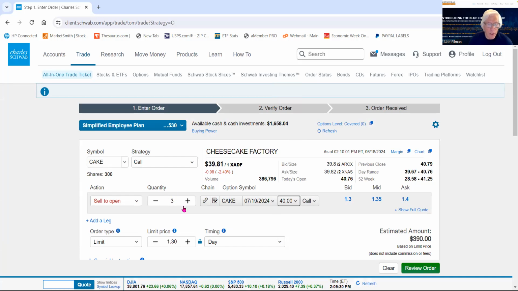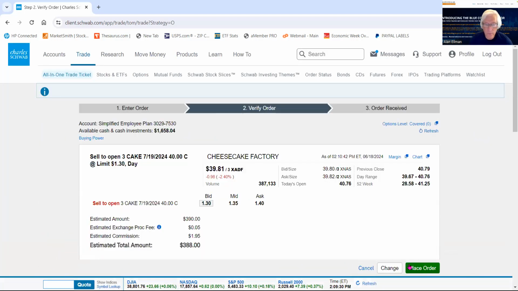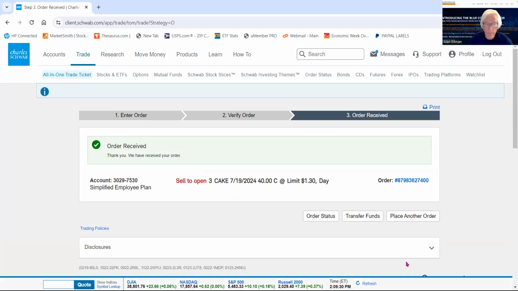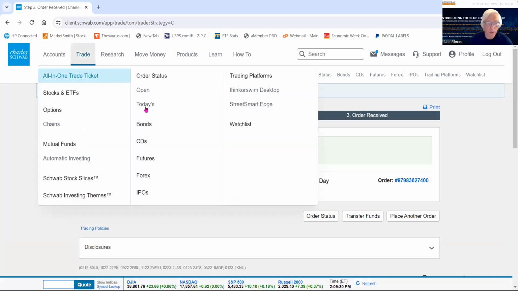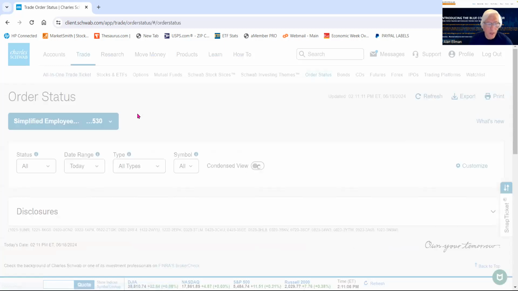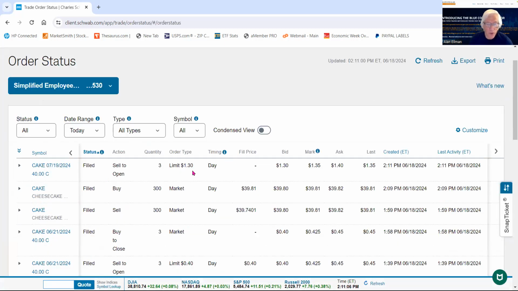Let's review. We're selling 3 contracts of the July 19th 40 call at $1.30, a day order only, sell to open. All right, let's review it. That's going to generate, it tells us, $388 into our cash account. Let's place the order. All right, now let's go back to trade and today's orders. And let's see if it was filled. 3 contracts at $1.30, and it was filled. Okay, it was filled over here.